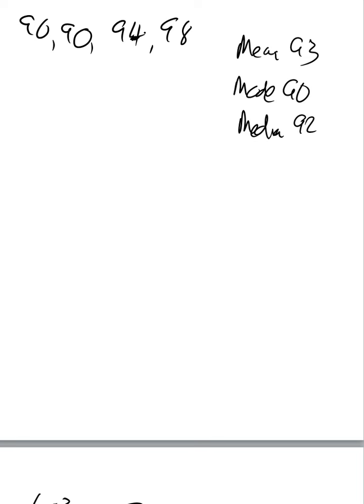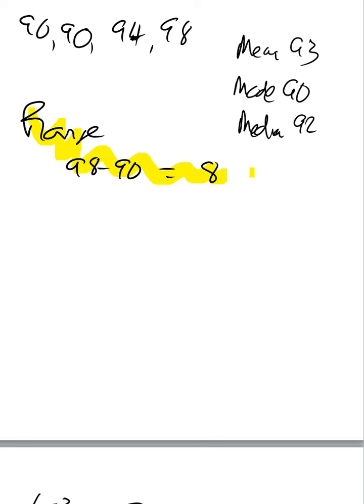Okay, now if you're going to find the range of something, what you need to do is you take the largest number and you subtract the smallest number. So in this case, to find the range, you would take 98 minus 90. And you would get an answer of 8. That's what your range would be. That's how you would find your range.